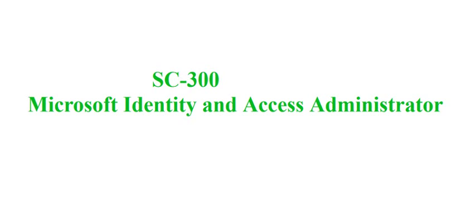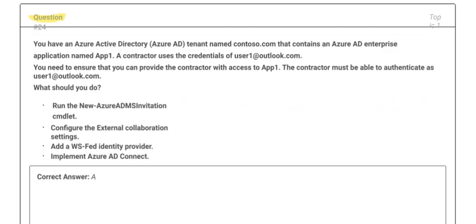Today's questions are: you have an Azure Active Directory tenant named Contoso.com that contains an Azure AD Enterprise application named App1. A contractor uses the credentials of user1@outlook.com. You need to ensure that you can provide the contractor with access to App1. The contractor must be able to authenticate as user1@outlook.com. What should you do?